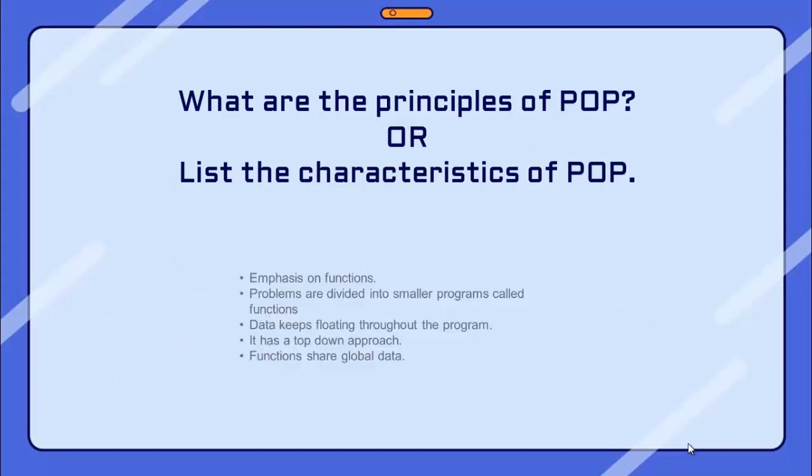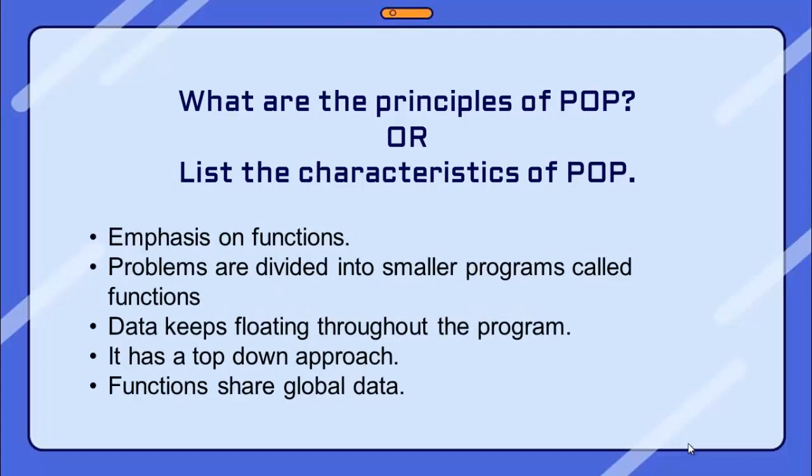What are the principles of procedure-oriented programming, or list the characteristics of procedure-oriented programming? The emphasis is on the function. Problems are divided into smaller programs called functions. Data keeps floating throughout the program. It has a top-down approach, and functions share global data.